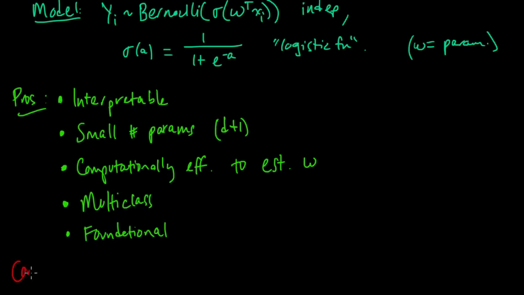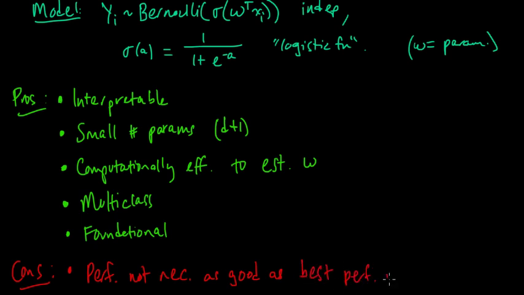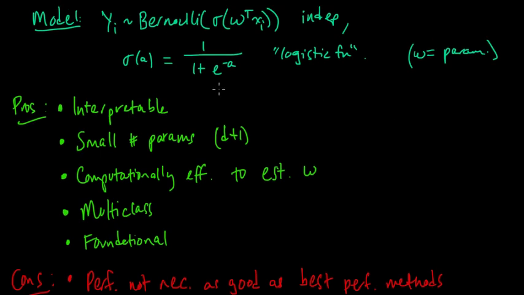And let's also mention, of course we have to mention some cons. One con is that the performance is not necessarily as good as the leading methods, the best performing methods. Of course, it always depends on the problem. I put not necessarily because if this is actually a correct probabilistic model for your problem, then you would certainly want to use this.